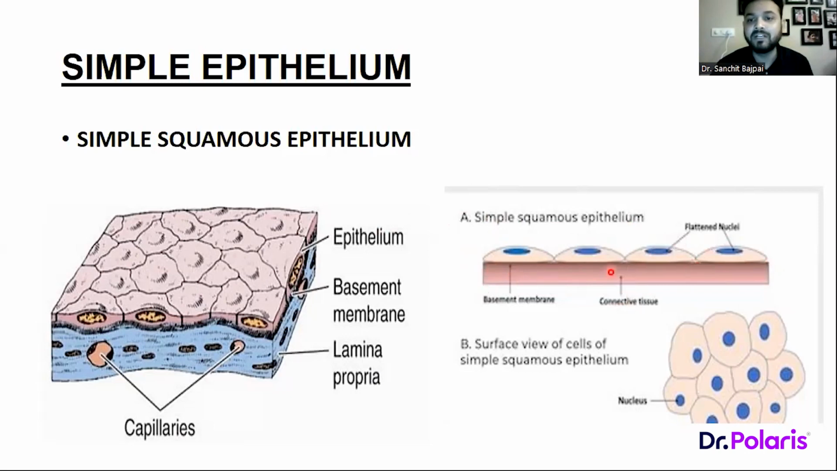Similarly, what is the basement layer called? This is called the basement membrane, and below that is the connective tissue that I already told you. So now you understood how these look from the top, and their nuclei are towards the periphery and flat. This is how squamous epithelium will look.